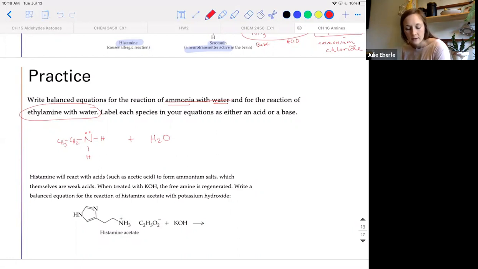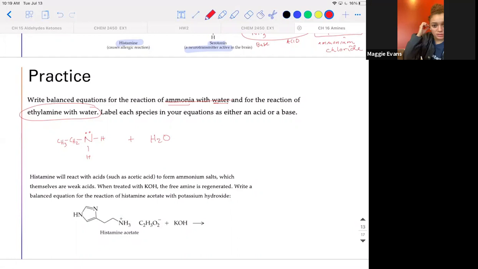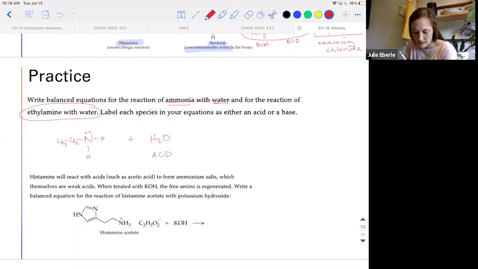Would H2O be the acid? Yes. Thank you, Maggie. And so that means the amine here is going to be the base. Okay, so that means this nitrogen group is going to grab a proton or a hydrogen ion off of water. So draw the product you would get.